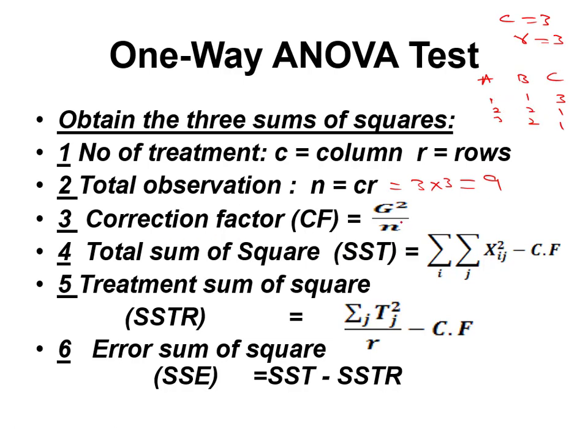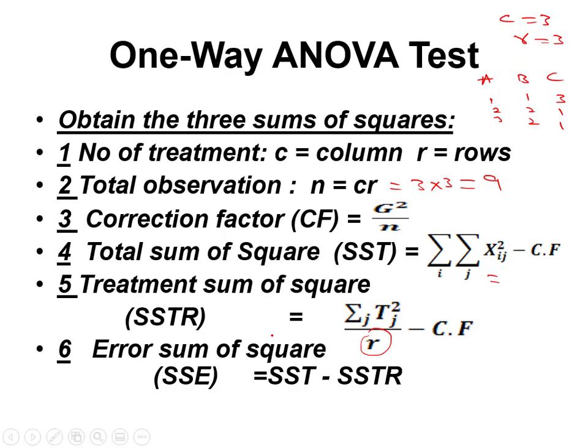Correction factor: you need to remember this formula, G squared over N. I will show you what G is. And this is the total sum of square, double summation X squared ij minus CF, the correction factor, which we have already calculated. The treatment sum of square is summation j Tj squared by r, where r is the number of rows, in this example 3 rows, minus CF. And the error sum of square: when you get the total sum of square, total sum of square minus treatment sum of square gives you the error sum of square.